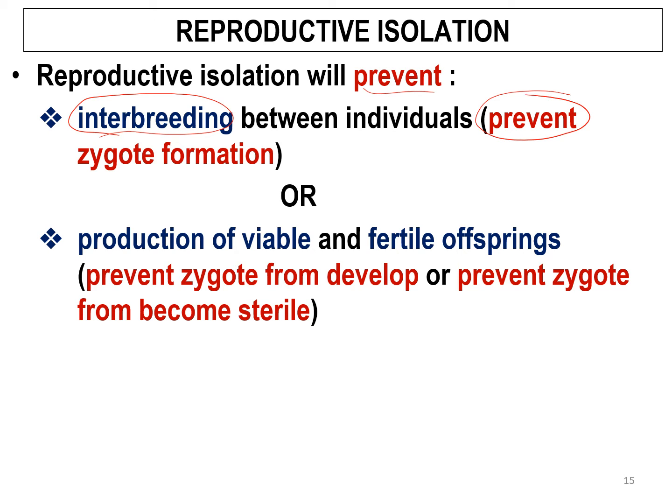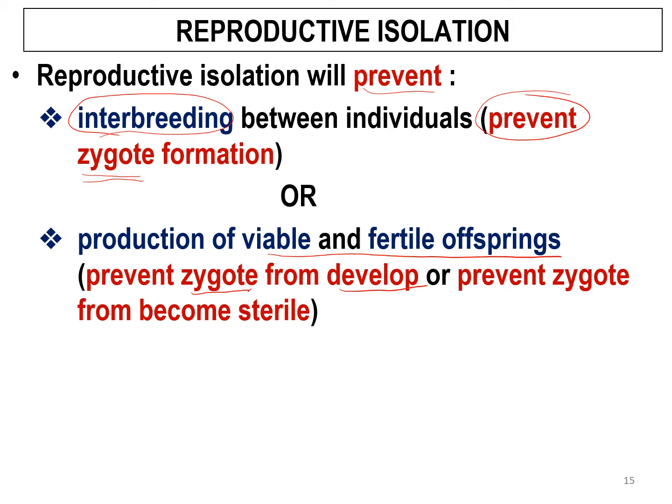So it will prevent zygote formation. Jadi contohnya duduk jauh, ataupun duduk dalam kawasan yang berbeza, ataupun duduk dalam tingkat apartment. Contoh kita duduk apartment, seorang kat tingkat 30, seorang kat tingkat 2. Jadi nak berjumpa tu susah. Ataupun it will prevent production of viable and fertile offspring. Jadi bila dia production of viable and fertile offspring, dia akan prevent formation of zygote, ataupun kalau dah terbentuk zygote tak berkembang. Dia prevent zygote from developing.